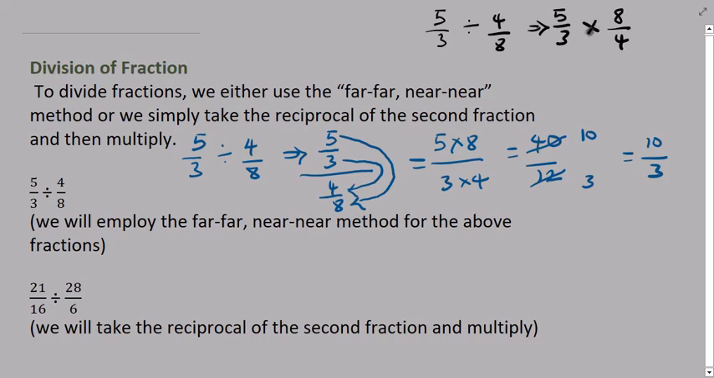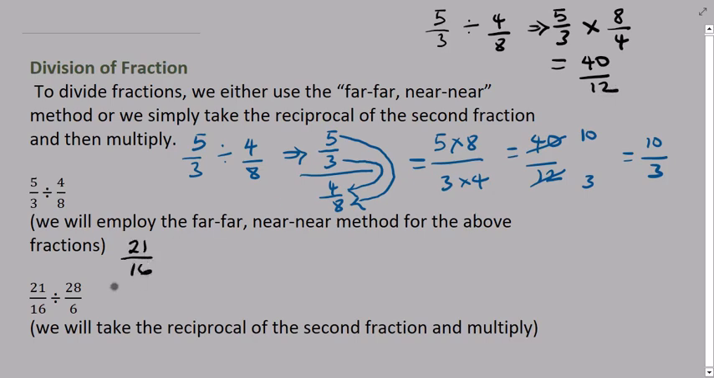So this changes to multiplication. Let me do that. Having done that, we can now multiply straight. 5 times 8 is 40 and 3 times 4 is 12. So you see that the FAFA linear method and the reciprocal method are actually the same.